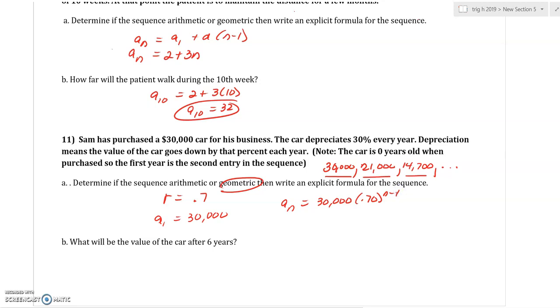And lastly, what will be the car value after 6 years? Well, we need the 6th term. So if you let n be 6, you end up with $5,042.10.